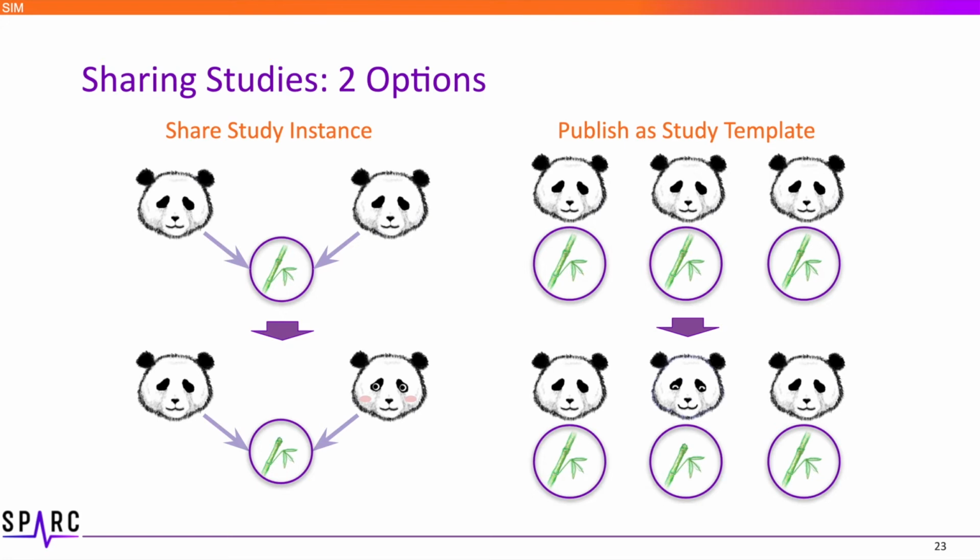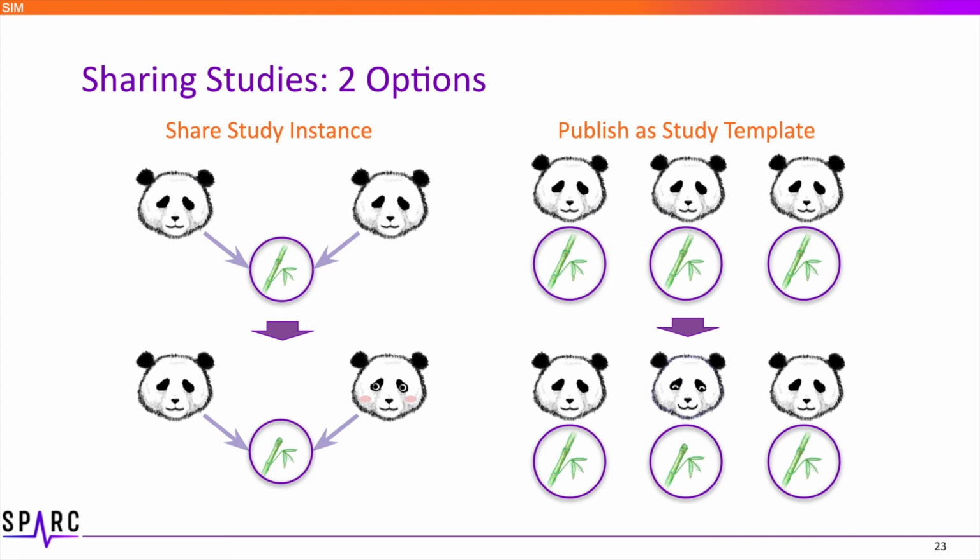So examples for when you might want to choose one over the other: when you're collaborating on a code project with other people, for example, then sharing the study instance could be the most useful. But if you're trying to show a demonstration to your friends or your family or your pets, and you want them to be able to adapt the demonstration for themselves, then you might want to publish a template and have them copy from that template.